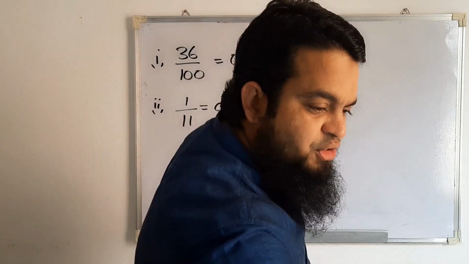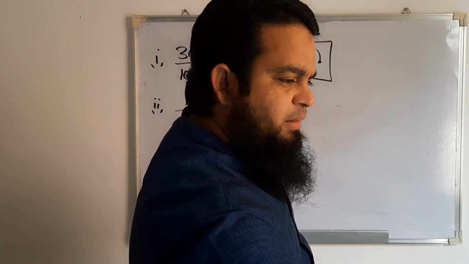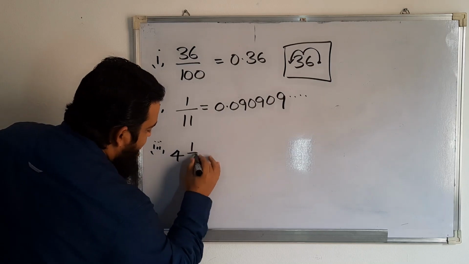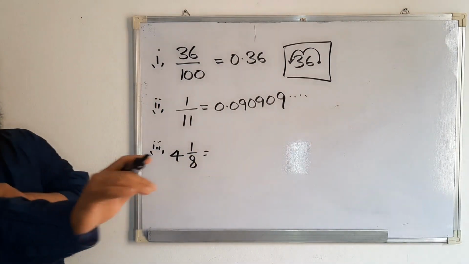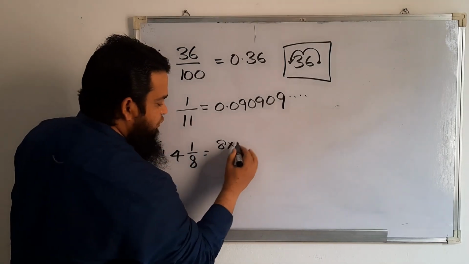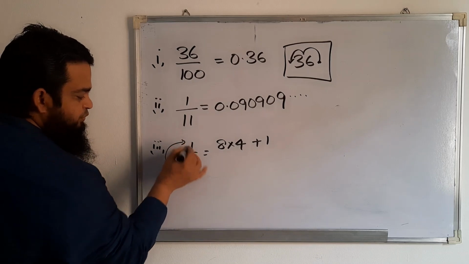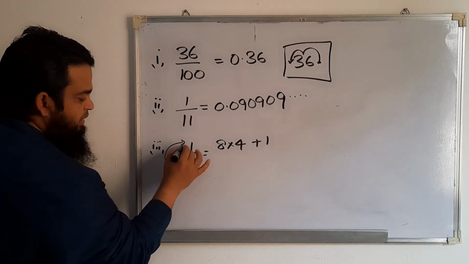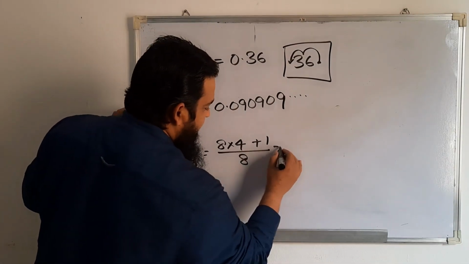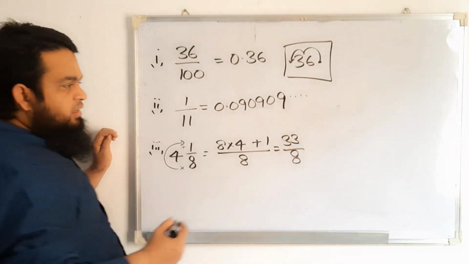The third question is 4 1 by 8. It's a mixed fraction. Everybody knows how to do it. 8 fours are 32 plus 1, 33 by 8. It's very simple. You multiply 8 fours, 32, plus 1, so it's 33 by 8. You have to divide 33 by 8.